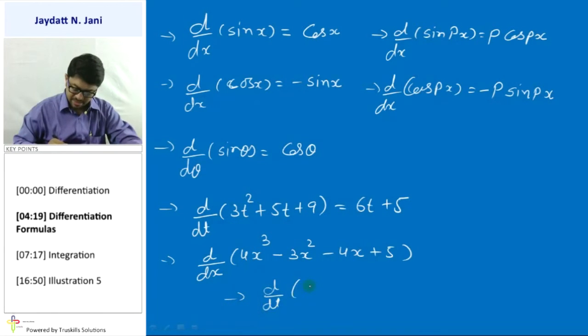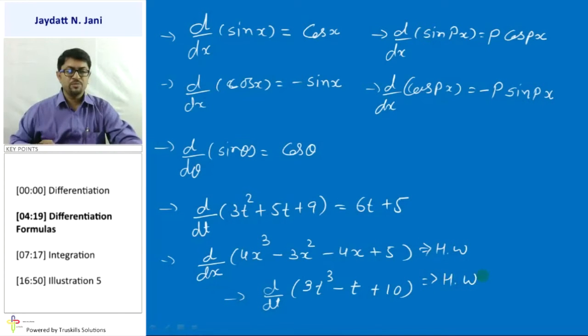And one more question: d by dt of 3t cube minus t plus 10. So 2 questions for homework. So I hope this much of the differentiation part is very clear.